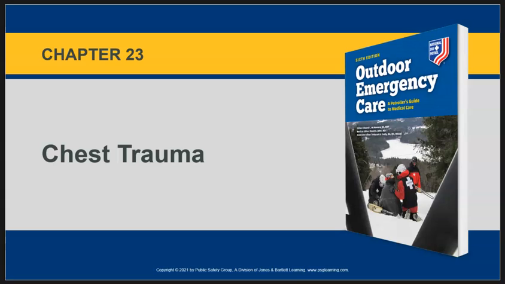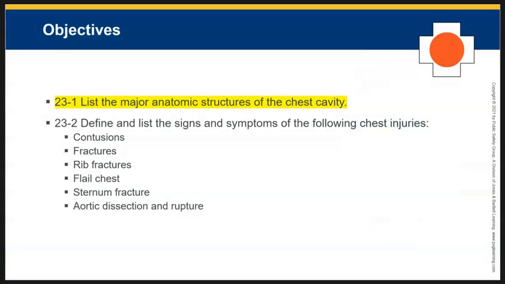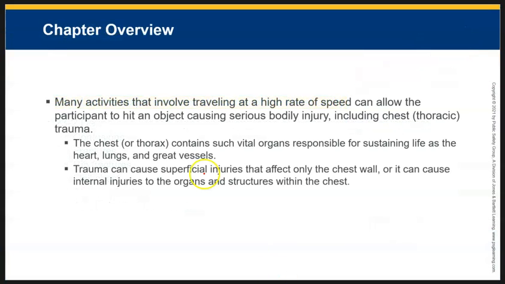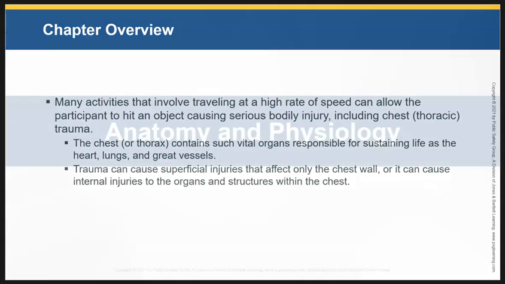This video continues Chapter 23 of OEC 6, Chest Trauma, and in this video we'll take a look at the major anatomic structures of the chest cavity, keeping in mind that the thorax contains vital organs from both the cardiovascular system and the respiratory system. Therefore, some of the injuries that may occur to the thorax will be significant.